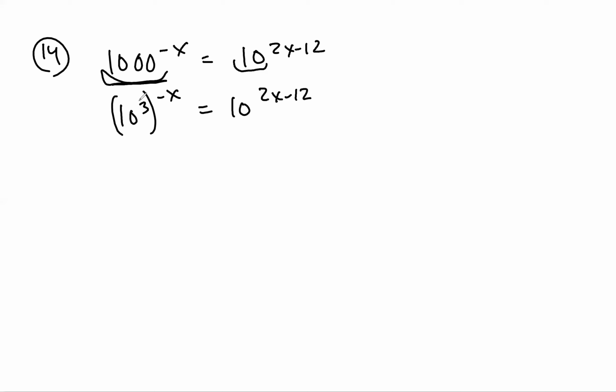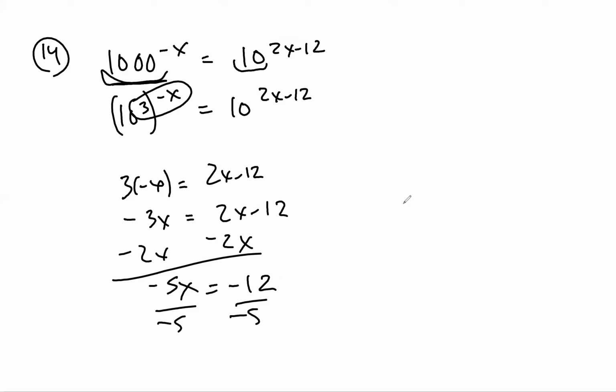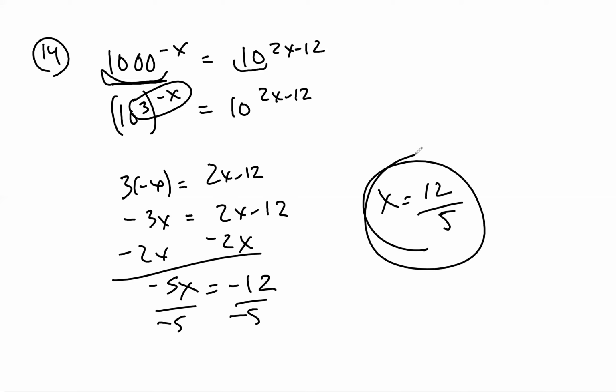Well, I have the same bases now, and I can say, oh, hey, look. So 3 times negative x equals 2x minus 12. Well, that just gives me negative 3x equals 2x minus 12. I minus 2x from both sides. I get negative 5x equals negative 12. I divide both sides by -5, and that's going to give me x equals 12 fifths. And now I'm done.